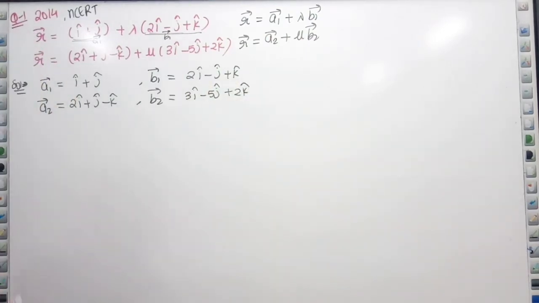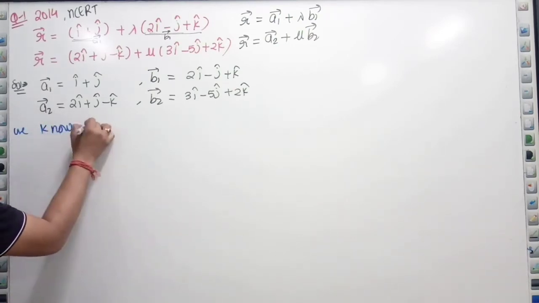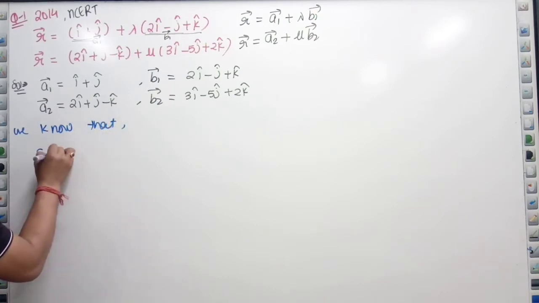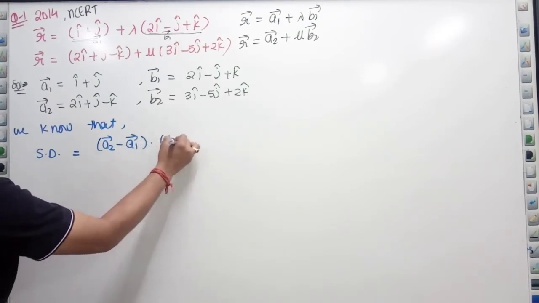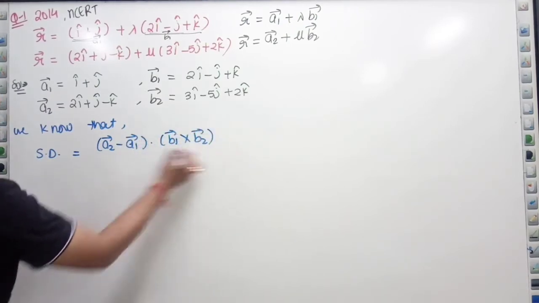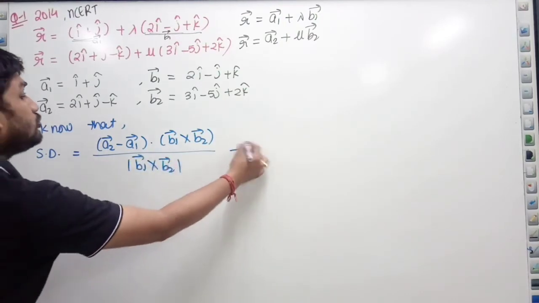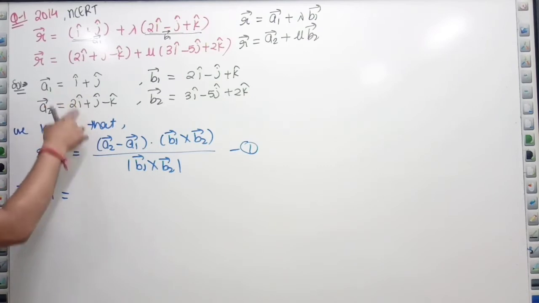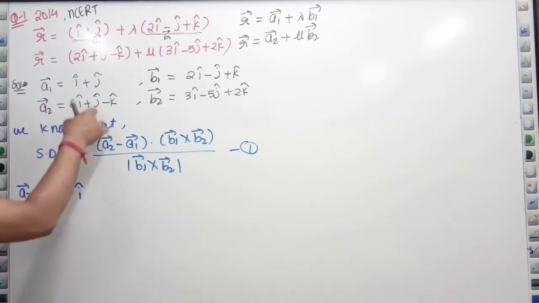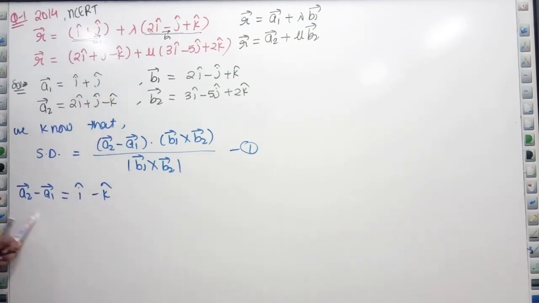Right? Now we know the formula for shortest distance. What is the formula for shortest distance? a2 minus a1 dot b1 cross b2 whole upon mod b1 cross b2. Right? So what we need to do? We need to first find a2 minus a1. What is a2 minus a1? 2i minus i, that is i. j minus j cancels. Minus k minus 0, minus k. This is a2 minus a1.